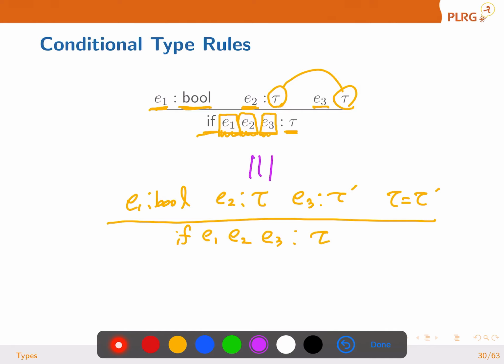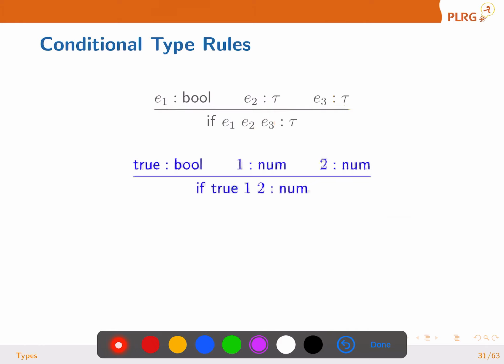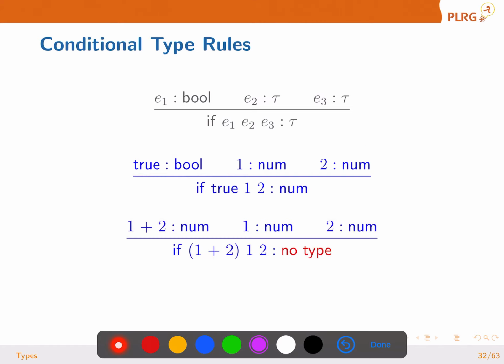Then let's write down that typing rule. Let's apply the typing rule to some specific examples. When we have if true E1, E2, E3, we are going to say E1's type is Boolean, E2's type is num, then E3's type should be the same thing. They are just the same. Then that's going to be the type of the whole expression.